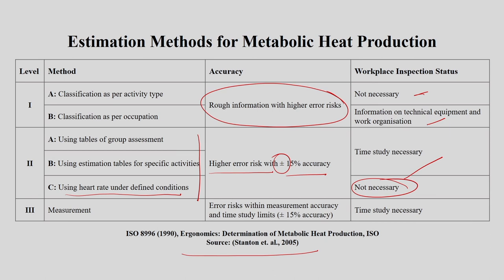Now, coming to the measurement, the error risk within the measurement accuracy and time study is again 15% accuracy, and time study is very much important over here. So, for estimation methods for metabolic heat production, we should follow this chart to get the understanding, and it is described in ISO 8996, and I referred to this particular table from Stanton, published in 2005.